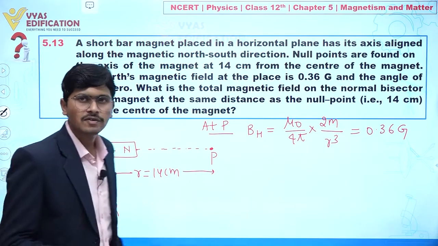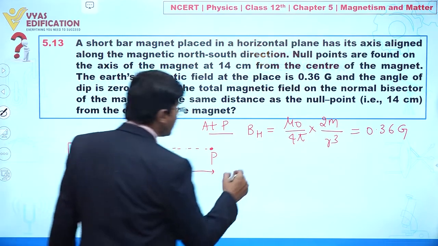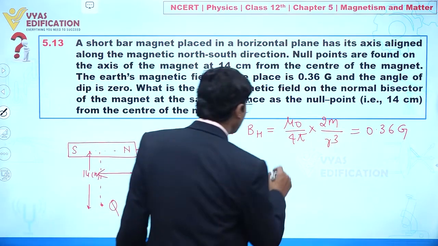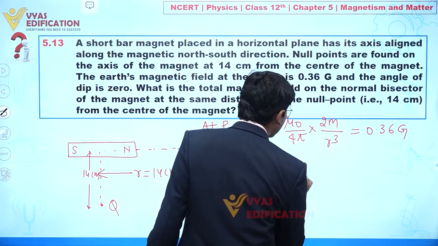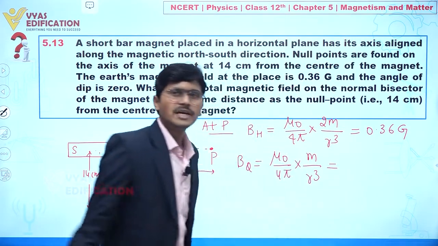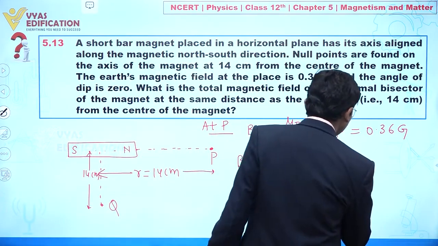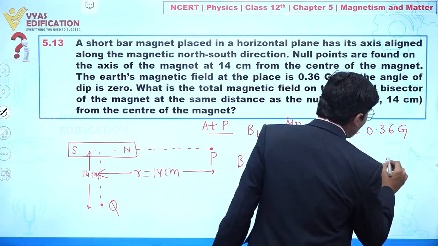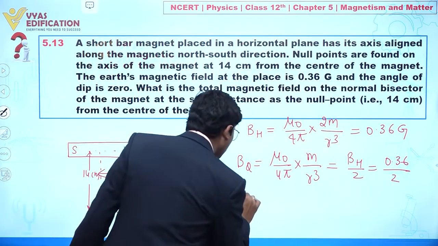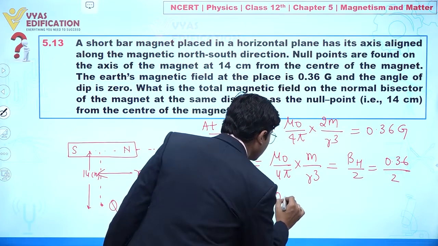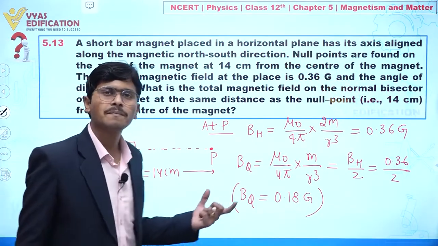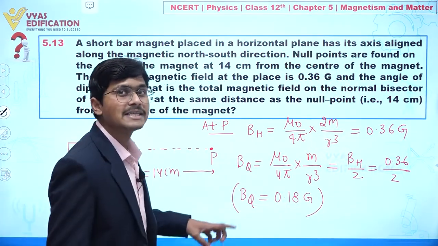Now we know for an equatorial position, BQ is written like this: mu naught upon 4 pi multiplied by M upon r cube. We can also write this as BH divided by 2, or 0.36 divided by 2. So BQ is given by 0.18 Gauss. This is the value of the magnetic field due to this dipole at its equatorial position.